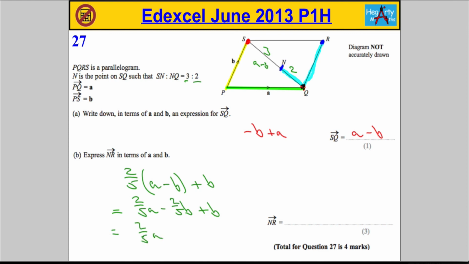2/5 along A. Negative 2/5 plus 1 is going to give me positive 3/5. So we get 2/5 along A plus 3/5 along B. I'm going to go one better and factor out a fifth. If I take out 1/5, what I have left is 2 lots of A plus 3 lots of B. And that is the vector NR.